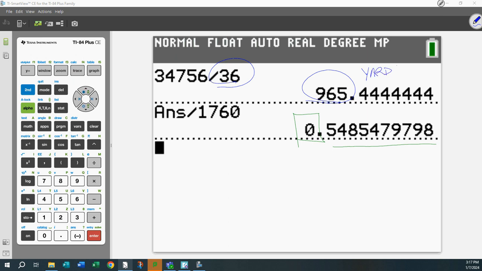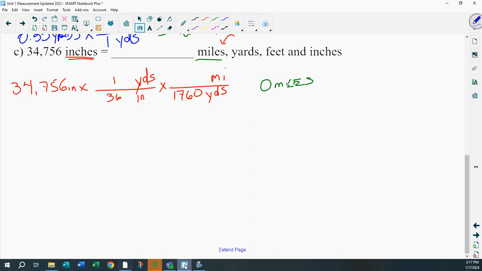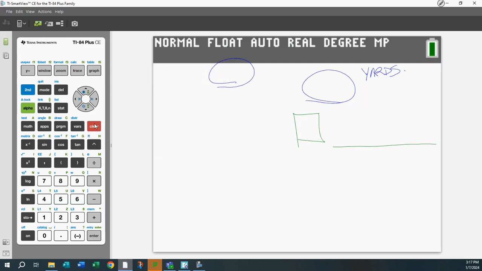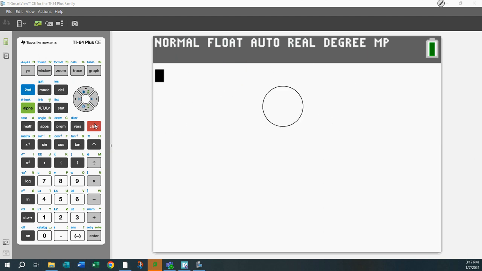If you don't believe me, I'll show it to you. Let's do it one more time. Here we go. This is 34756 inches. I want to just convert this into yards because I know miles is 0. So inches on the bottom, yards on the top. Remember, I got 36 inches in 1 yard. So I can go 34756 divided by 36. I'm going to clear this out so we don't see any distractions. All right, back to our numbers.